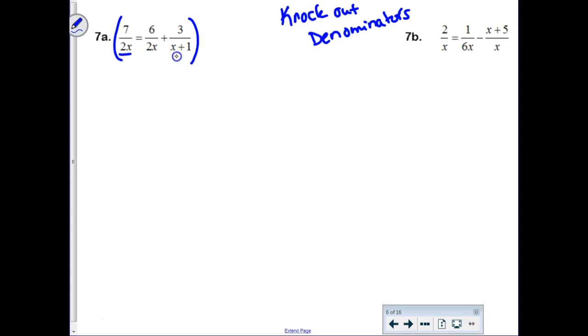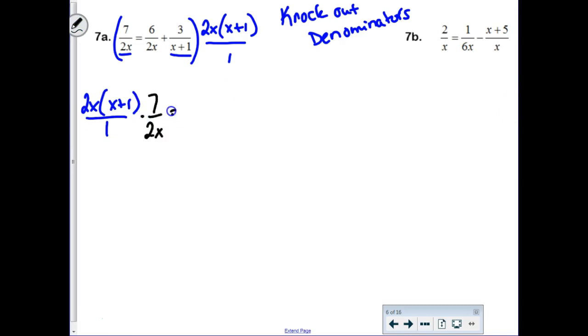I see 2x, I see another 2x, and then I see an x plus 1. So my LCM that we're going to use is both of those things, a 2x and an x plus 1. So I'm going to distribute this in front of every single term. And it's going to look pretty elaborate at first, so I'm going to use lots of colors. And then, after we do some simplifying, we'll see it's really not that bad.